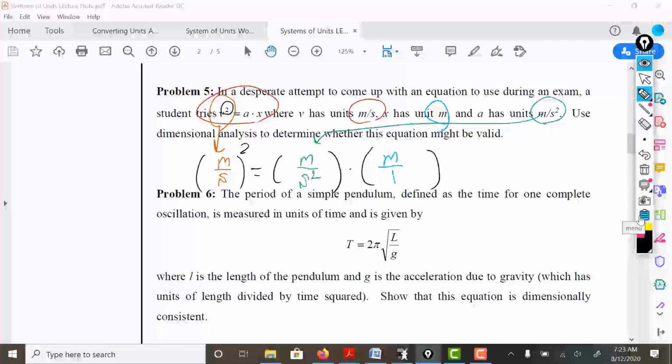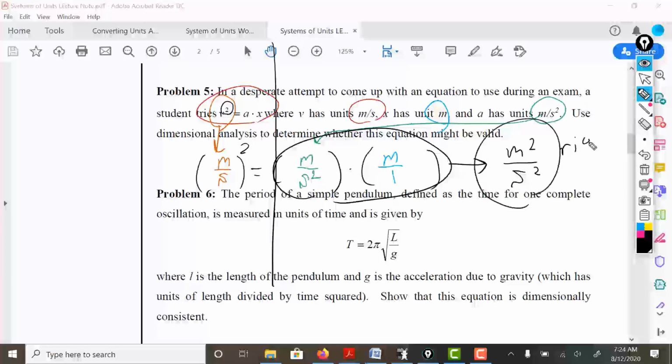So now if we look at this, let's look at the right side. Just the right side, okay? So I have M times M, that's M squared. S squared times 1 is S squared. Just multiplying these across. Now there's nothing to cancel because it's not diagonal. Okay, so this is the right side.